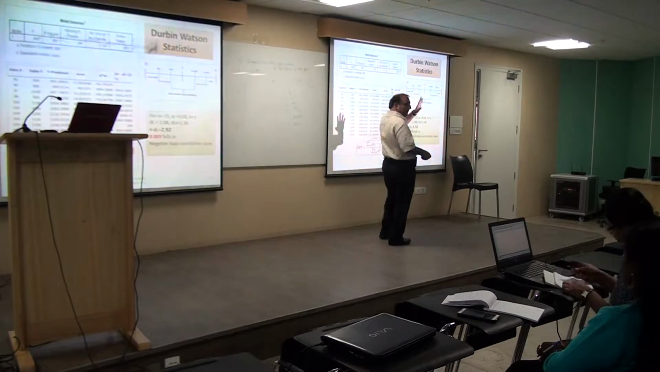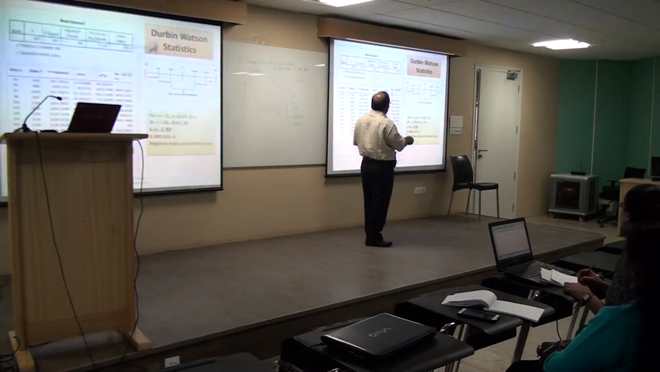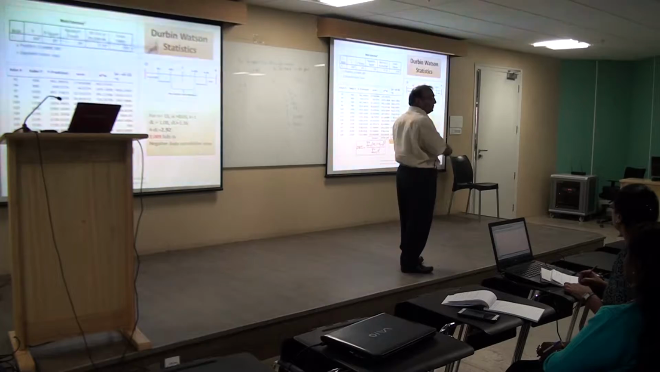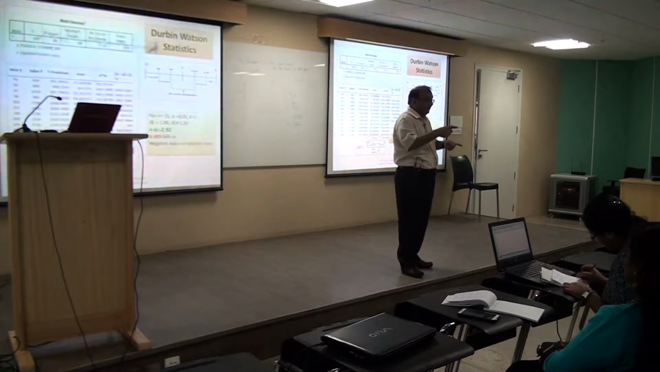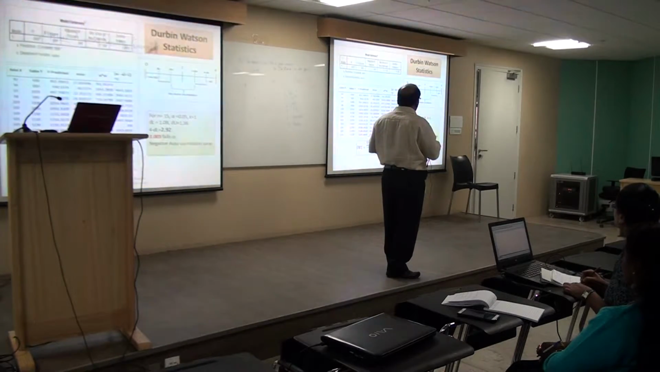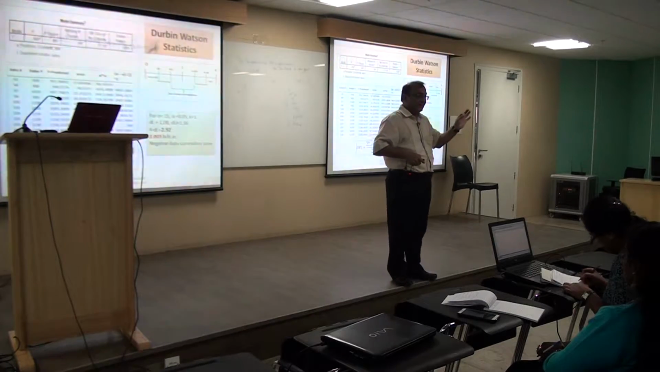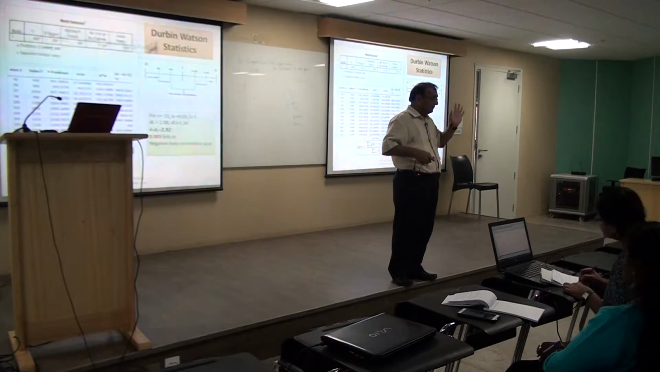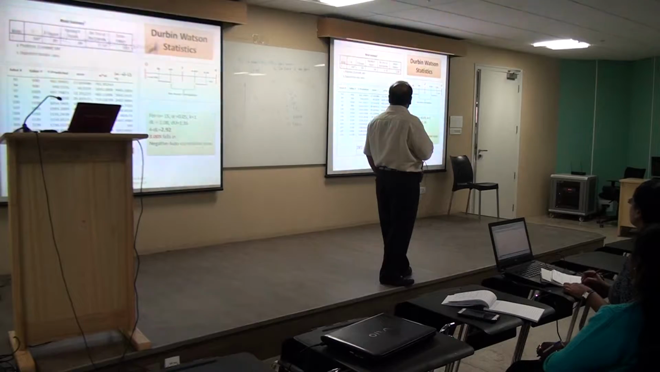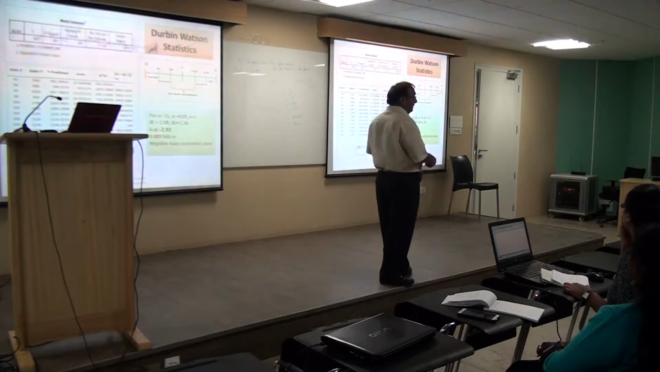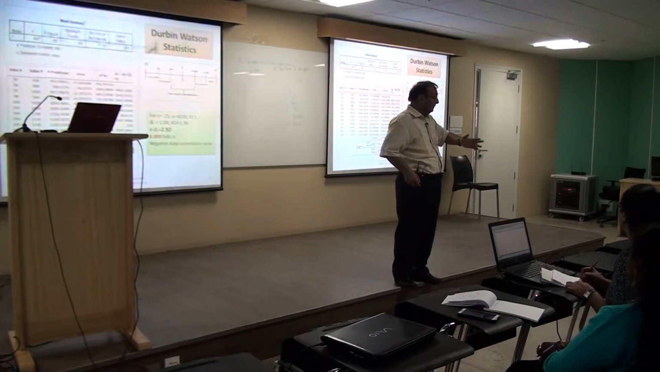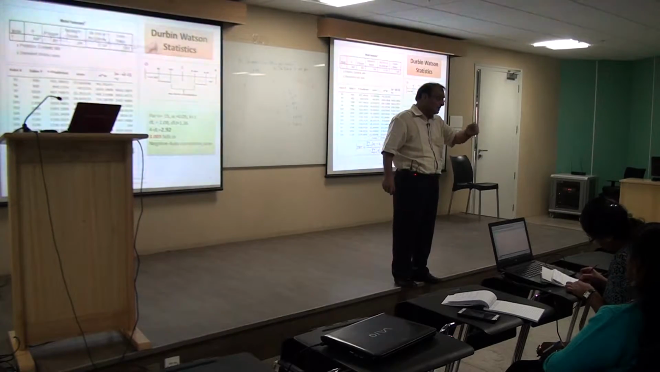Now, you need to imagine a scale 0 to 4 in your copy, and at the middle you need to put 2. If the scale is 0 to 4, the middle is going to be 2, and you need to find two values, DL and DU. L stands for lower, U stands for upper. And from where will you find this DL and DU? You will find them from a table. Every statistics book has many tables at the end. The name of the table will be Durbin-Watson statistics.